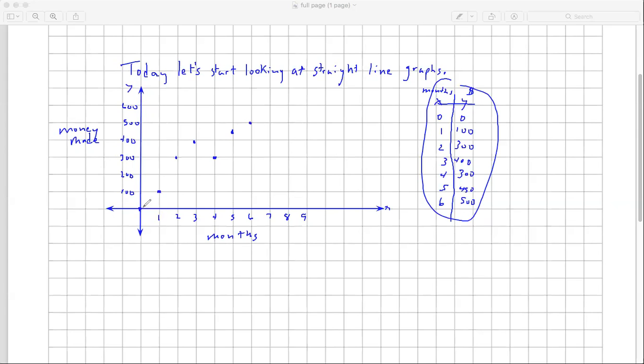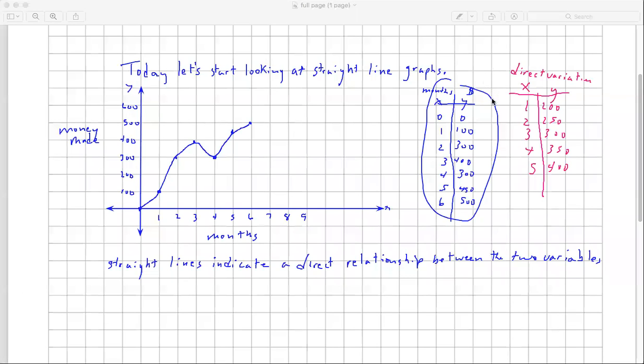Now, notice something about this graph. It's not a straight line. If I connected it and made a line graph out of it, I'd have a curve here. It's not a straight line. Straight lines indicate a direct relationship between the two variables. Let me write that down. So this chart right here would represent the data from a direct variation or a direct relationship.